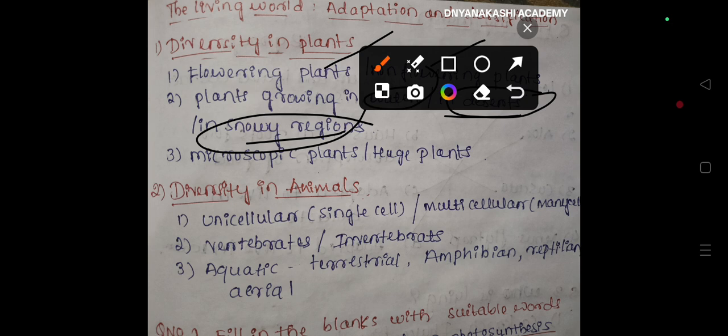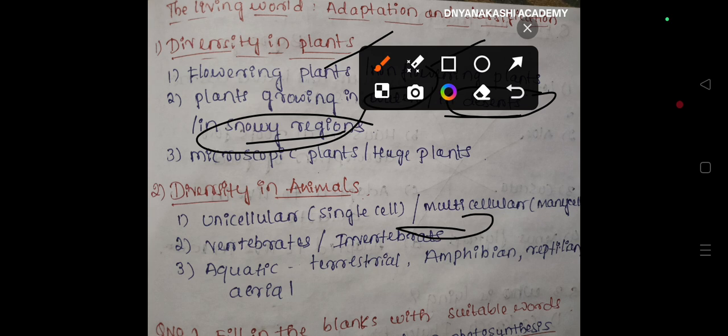Next, the second one is vertebrates and invertebrates. The animals that have a spinal cord, we call vertebrates. And some animals do not have one. Without a backbone, those animals we call invertebrate animals.